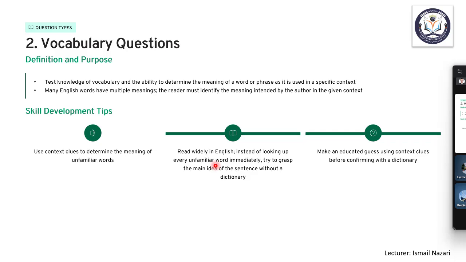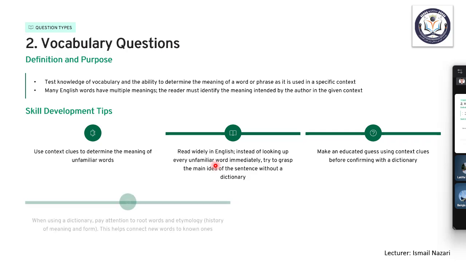So this way, using those types, we can make educated, informed guesses about the unfamiliar word. The next thing is, when using a specific dictionary, pay attention to the roots of words and the etymology, or that history of meaning and form, how it changed. This can help you connect new words to the ones you already know.